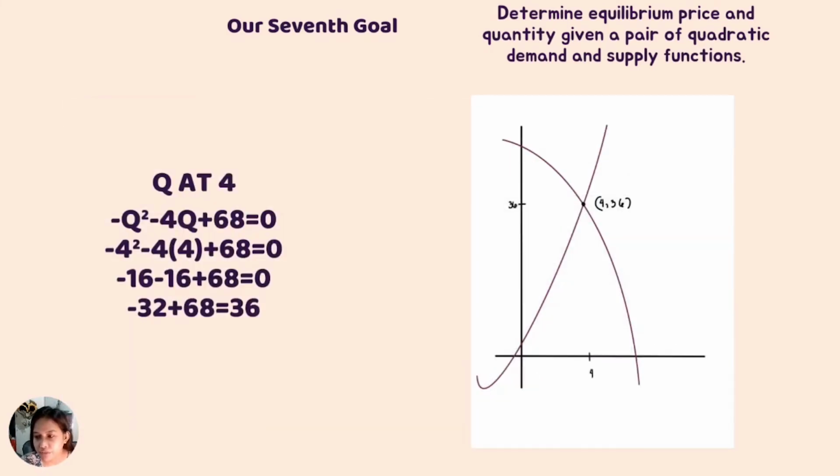And we have the graph here, where we use the demand equation, which is negative Q squared minus 4Q plus 68, and we substitute 4 into it, and we got 36. So our supply is 4 and our demand is 36. As you can see in the graph, we just included the positive quadrant because that's what I said a while ago, and basically this is the graph.